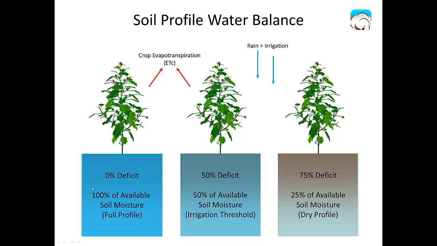If the soil profile is full of water, then we have 100% of available soil moisture, and our deficit of soil water is at 0%. As the plant starts to use water, then that deficit increases. In other words, the amount of soil moisture available in the soil profile decreases over time. We have set the threshold for scheduling irrigation at 50% of available soil moisture. In other words, once half the moisture in the soil profile has been used, we recommend that you irrigate.